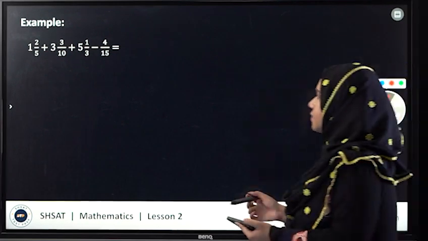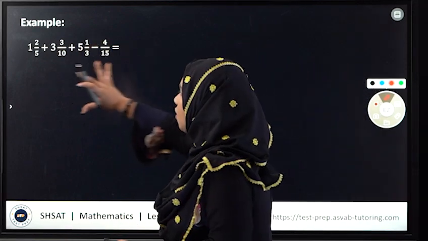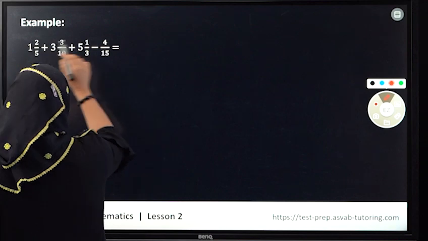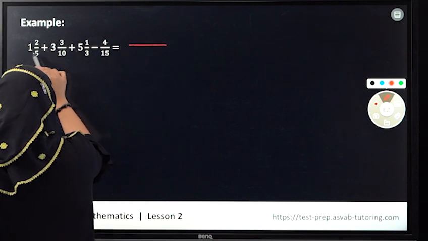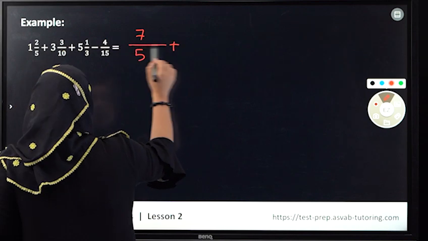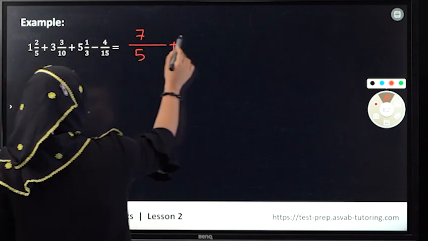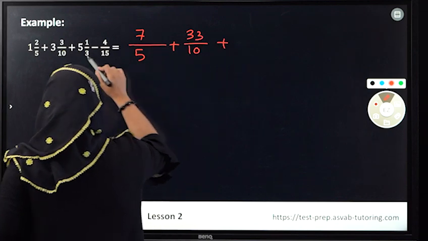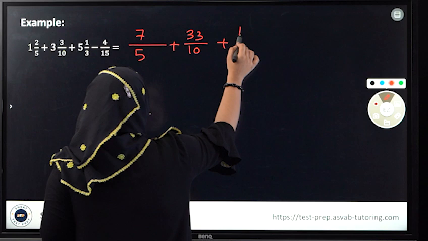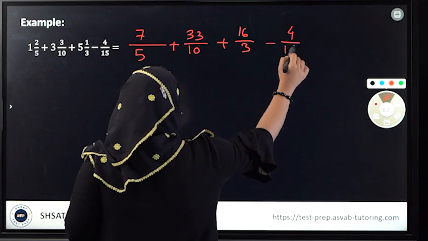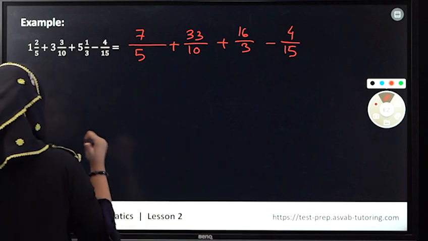So to do that, first of all, we need to convert all of these to what? Improper numbers, remember? So let's just do that real quick. 5 times 1 is 5, 5 plus 2 is 7. So that's 7 over 5. Plus 3 times 10 is 30, 30 and 3 is 33 over 10. Plus 5 times 3 is 15, 15 plus 1 is 16 over 3. Minus 4 over 15. Okay, that's my first step.